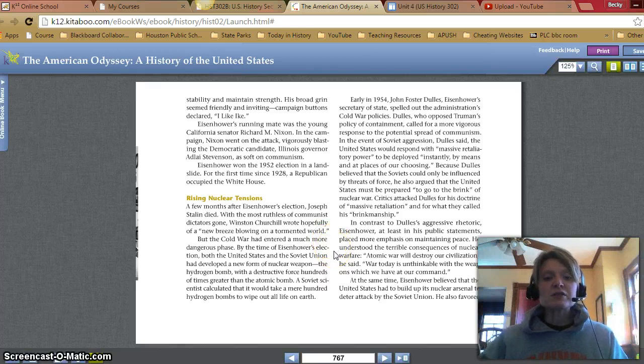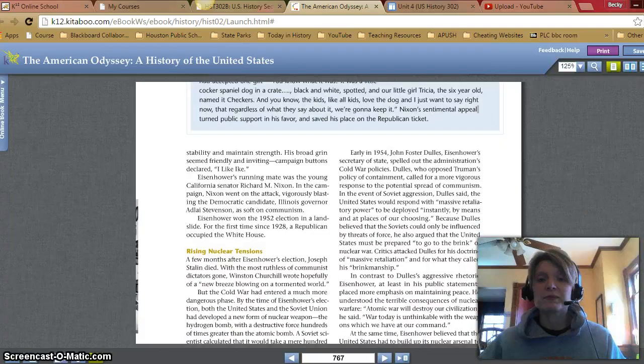By the time of Eisenhower's election, both the United States and the Soviet Union had developed a new form of nuclear weapon, the hydrogen bomb, with a destructive force hundreds of times greater than the atomic bomb. A Soviet scientist calculated that it would take a mere 100 hydrogen bombs to wipe out all life on Earth.